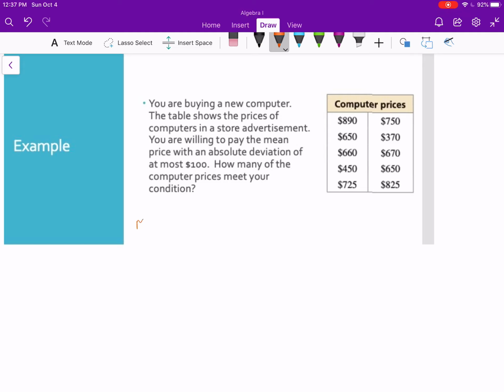Alright, so our mean is equal to 6,640 divided by 1, 2, 3, 4, 5, 10. So our average is going to be $664. All right, so we want to be within an absolute deviation of at most $100. So this means 664 is our target. So the absolute value of x minus 664, at most 100, so it has to be less than or equal to 100.